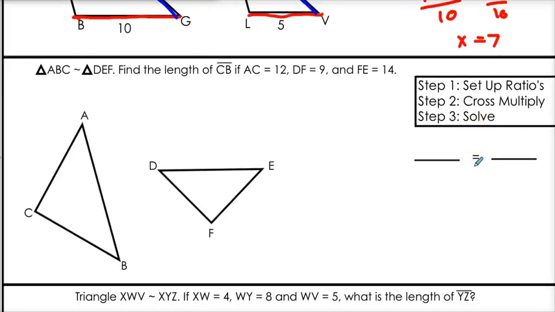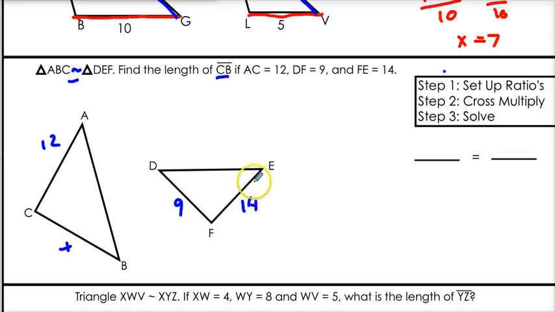Let's try the next one. Triangle ABC is similar to triangle DEF. Find the length of CB if AC is 12, DF is 9, and FE is 14. So we know the triangles are similar because that's what that little symbol means. Then we have all these side lengths. We're trying to find what CB is, so let's put an X there. We always put an X for what we want to find. And we know that AC is 12, DF is 9, and FE is 14.